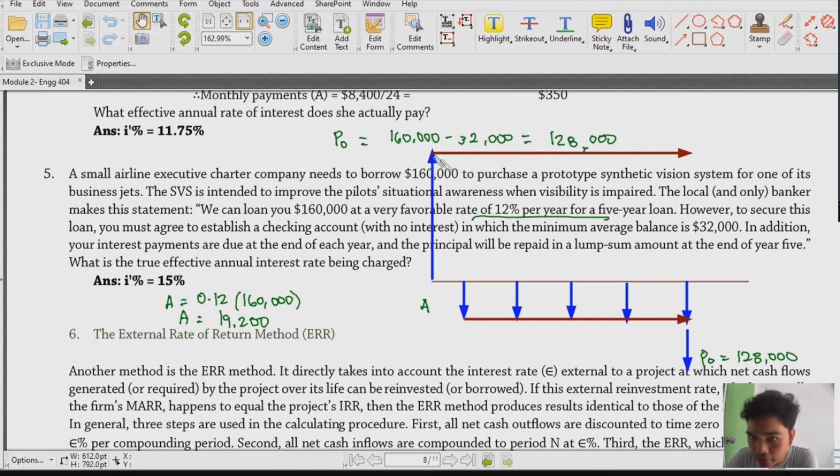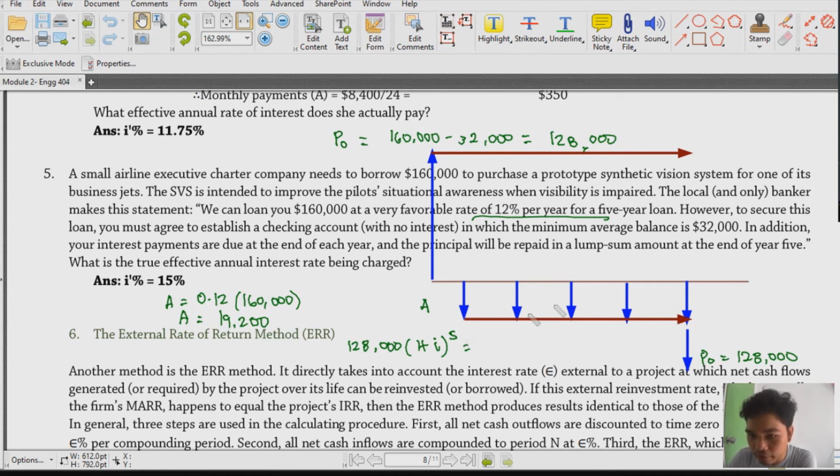Now from this, we can bring this 128,000 to the future. So that means 128,000, and that's not an annuity, so we could use the compound amount factor. That's 1 plus i raised to 5. We don't know the interest rate, and that's what we're looking for, the true annual interest rate.